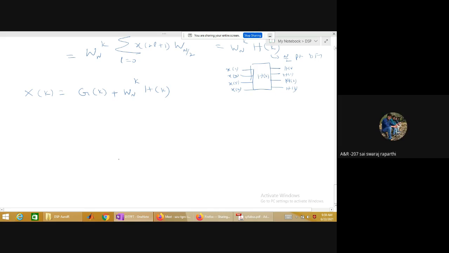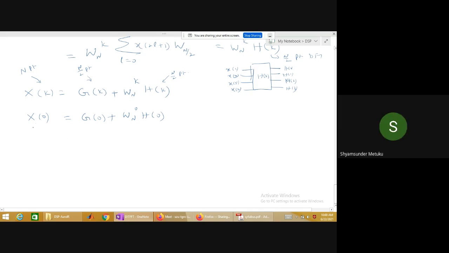Correct only, sir. Okay. Now coming to here, X of k is how many points DFT? N point, no? X of k is N point. G of k is N by 2 point. H of k also N by 2. Okay. Now if you try to expand, X of 0 is equal to G of 0 plus W_N to the power of 0 into H of 0. Can I write this way?